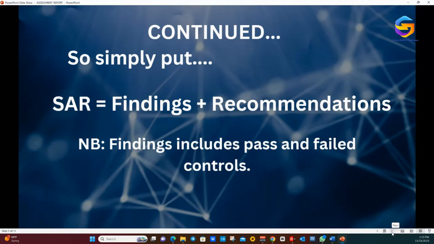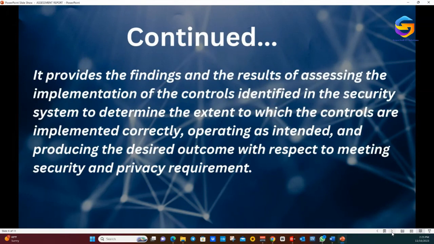So you have to put everything together. So SAR is simply equal to findings plus recommendation. Don't forget about this. Findings plus recommendation.